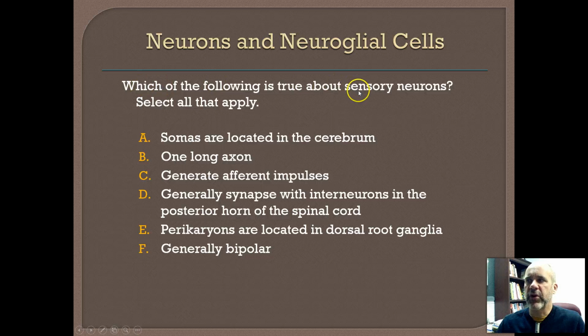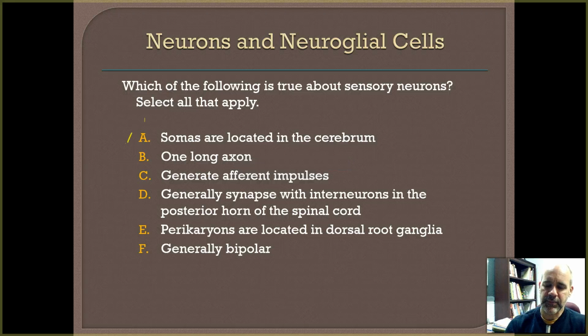All right, which of the following is true? Go back and review the characteristics of sensory neurons. Select all that apply. So let's just go through these. Remember, with a multiple answer question, you want to just go down the list and treat it like a true-false. The somas are located in the cerebrum. So where is the cerebrum? Hopefully you're remembering that that is the main part of the brain. No, we did not learn that the somas or cell bodies are located there. Most of them are located in the dorsal root ganglia off of the spinal cord. Remember that. Do they have one long axon? Yes. We just talked about that.